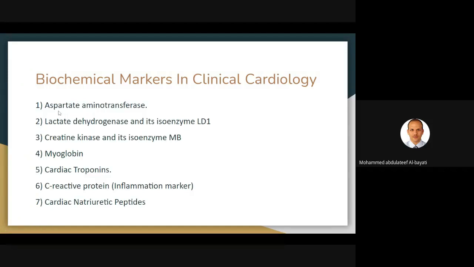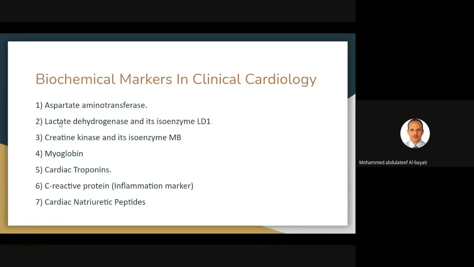First, we used to measure the enzymes, which are all non-specific, but help in figuring out the site of the damage. We used aspartate aminotransferase, which transfers the amino group from aspartate to alpha ketoglutarate. The abbreviation is AST. The old name is serum GOT.